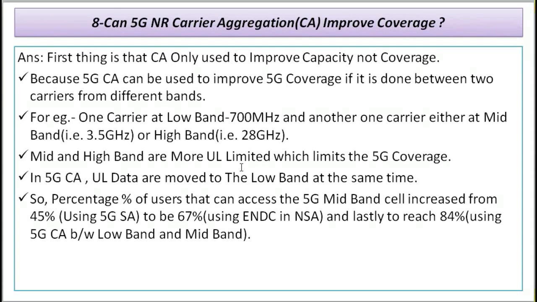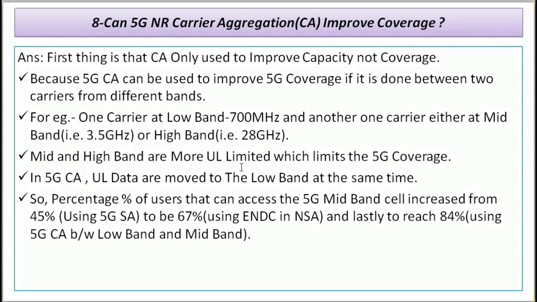Okay, our eighth question is, can 5G NR carrier aggregation improve coverage? Carrier aggregation is used in 5G NR to improve coverage or capacity. As we know, first, CA is only used to improve capacity, not coverage, either in 4G or in 5G. However, 5G carrier aggregation can be used to improve 5G coverage if it is done between two carriers from different bands.